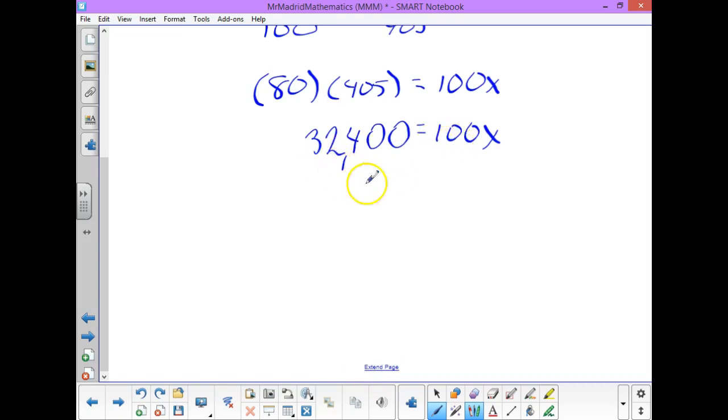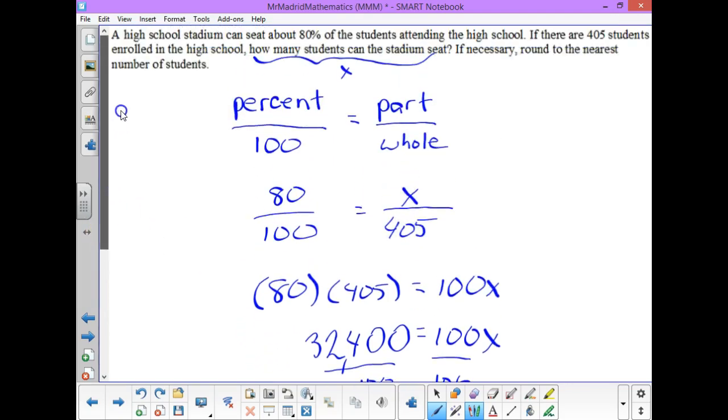Now divide both sides by 100. And we're left with 324 equals x. Okay, so there's the math, but really we should be saying that 324 students can be seated at the stadium.